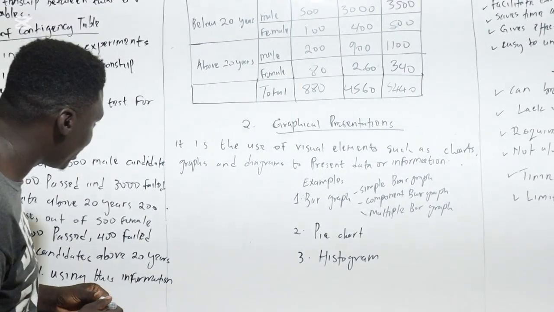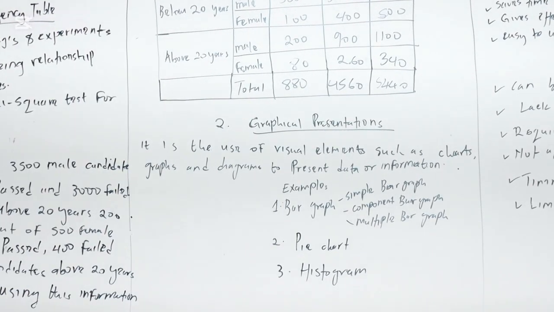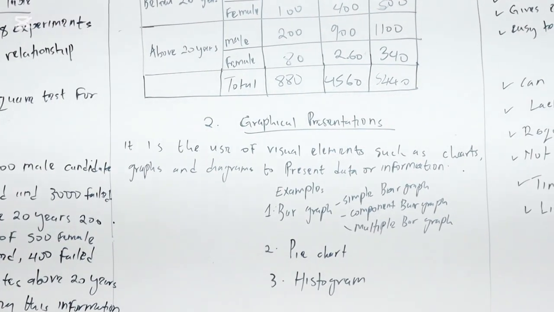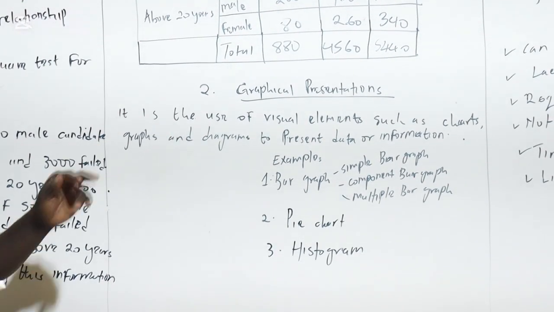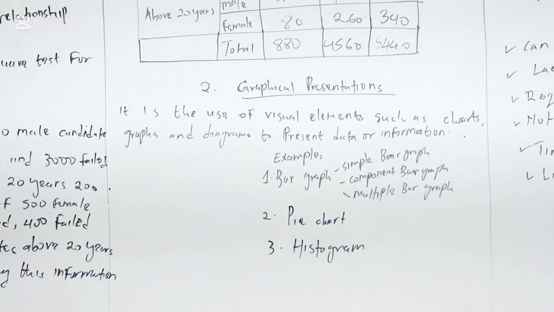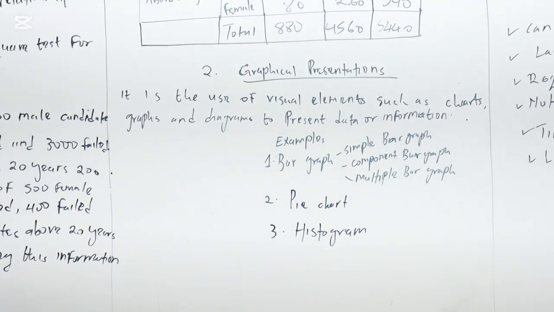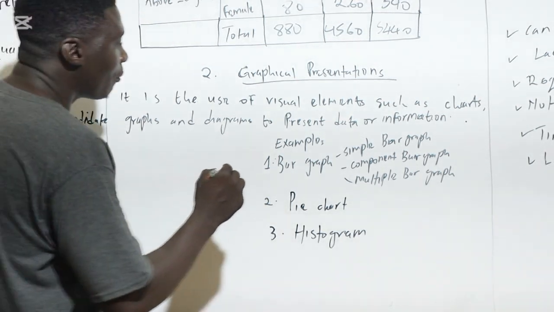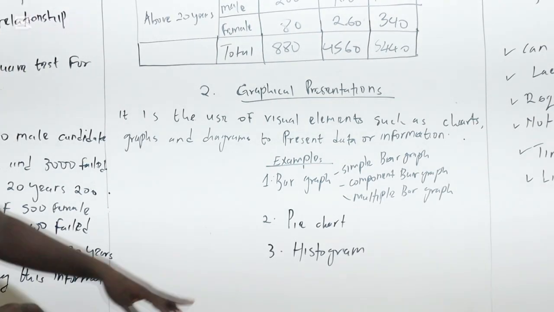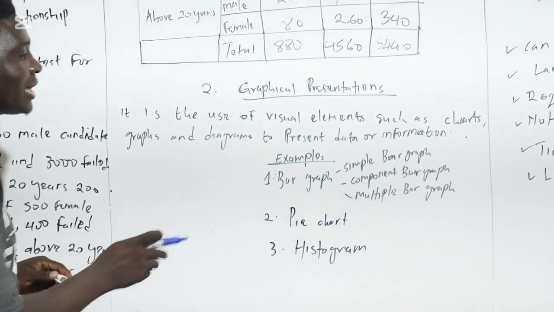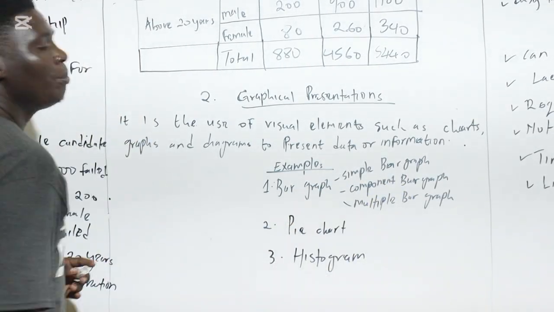Now, what is a graphical representation? It is the use of visual elements such as charts, graphs and diagrams to present data or information. For example, a graphical presentation will have a bar graph. Under bar graph, we have three categories: a simple bar graph, component bar graph, and multiple bar graph.